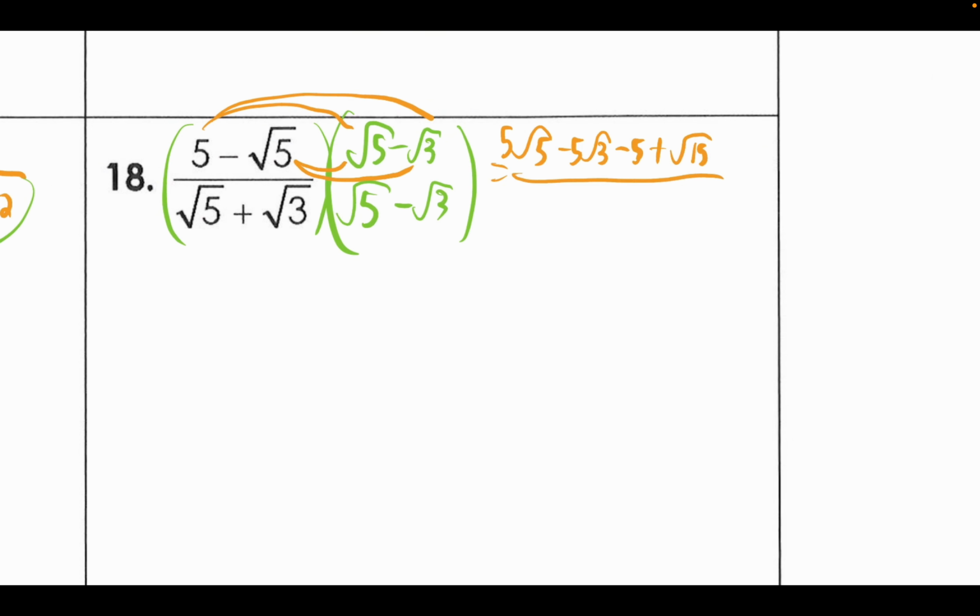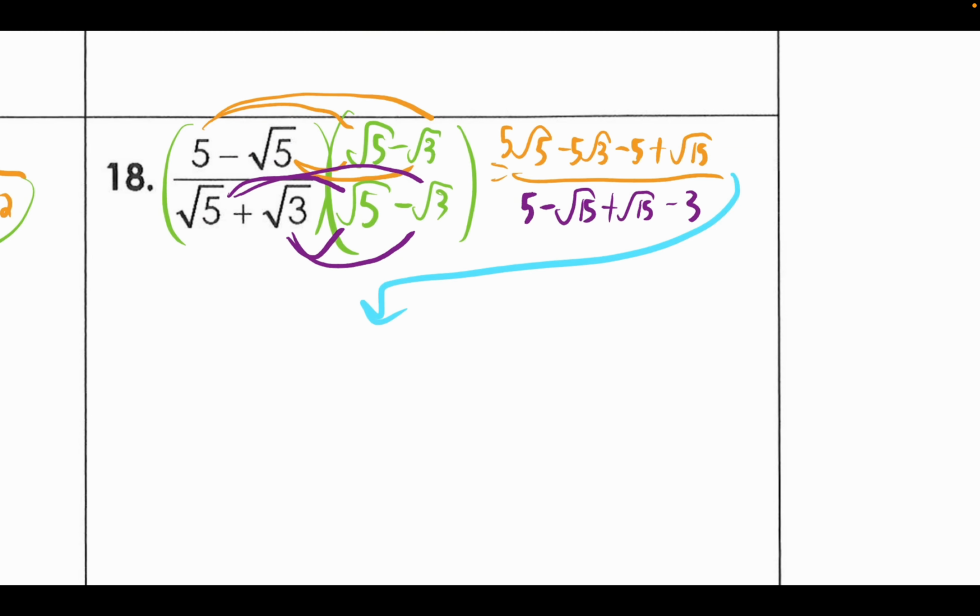The denominator, I'm going to use a different color so you can actually see it. Square root of 5 times square root of 5 is 5. Square root of 5 times negative square root of 3 is negative square root of 15. Square root of 3 times square root of 5 is positive square root of 15. And square root of 3 times negative square root of 3 is negative 3. So the denominator doesn't work out badly at all, actually.